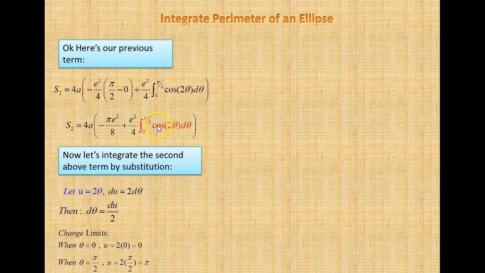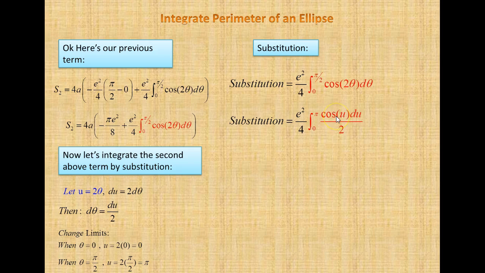And because we do u substitution, we have to change the limits, okay? So when theta equals 0, u equals 2 times 0, which equals 0. So that's the bottom limit right there. When theta equals pi over 2, u equals 2 times pi over 2, which equals pi. And that's the upper limit. So from u substitution, we change our limits and our variable.